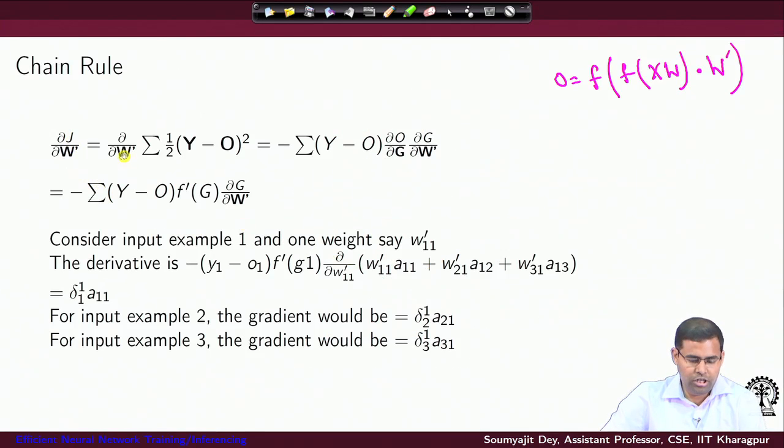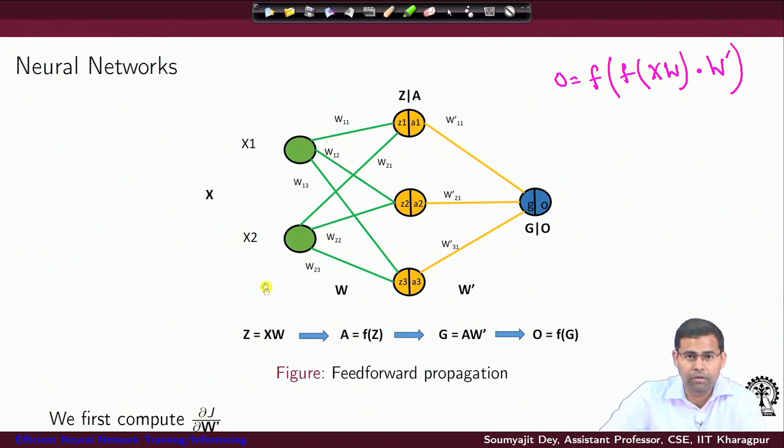So, what is this? Del j del w prime is nothing but a summation like this. Of course, what we get is del j del w prime, summation of 1 by 2 times y minus o square. Essentially this is my mean square function, right, that we are talking about. And then of course, you are taking the derivative with respect to w prime. First we are trying to figure out what del j del w prime is, and then we will also figure out what del j del w is, right.